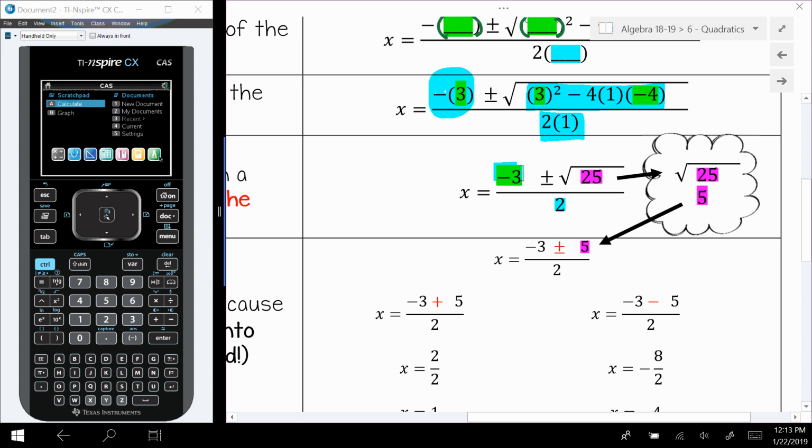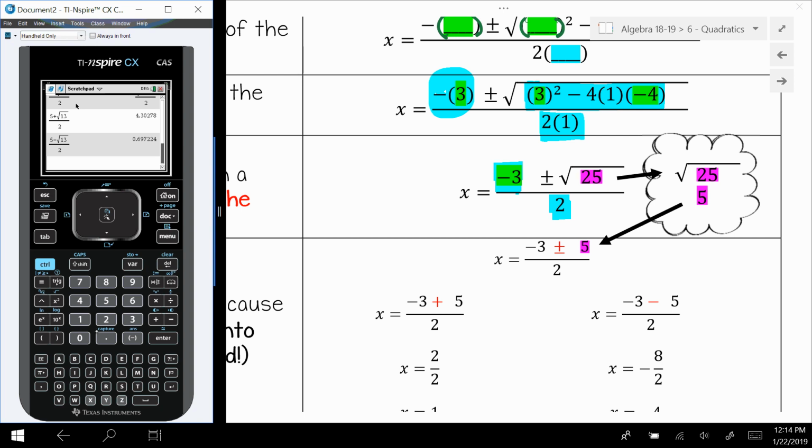Negative 3 is easy, that's just negative 3, and 2 times 1 is 2. So the part that's kind of annoying is this little guy, the guy underneath the radical. That's also called the discriminant in this case. But here you go, I will type him in. So again, I need to use parentheses. So 3 on the outside of those parentheses squared, minus 4 parentheses 1 parentheses negative 4, and so that gave me 25, right?